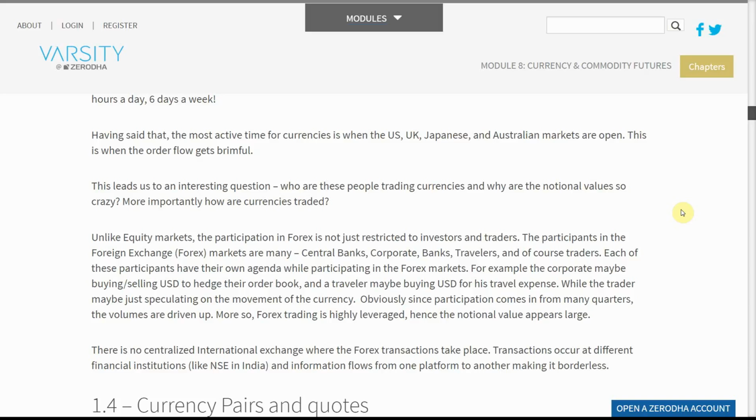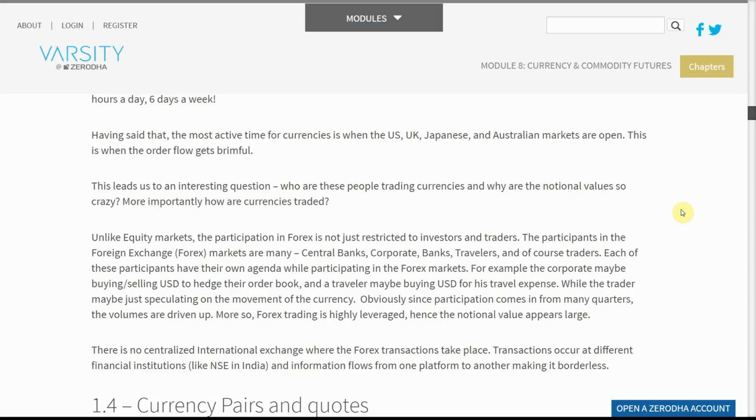This leads us to an interesting question. Who are these people trading currencies and why are the notional values so crazy? More importantly, how are currencies traded? Unlike equity markets, the participation in Forex is not just restricted to investors and traders. The participants in the foreign exchange Forex markets are many: central banks, corporate banks, travelers, and of course traders. Each of these participants has their own agenda while participating in the Forex markets.